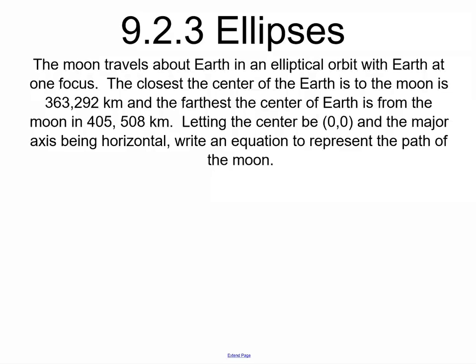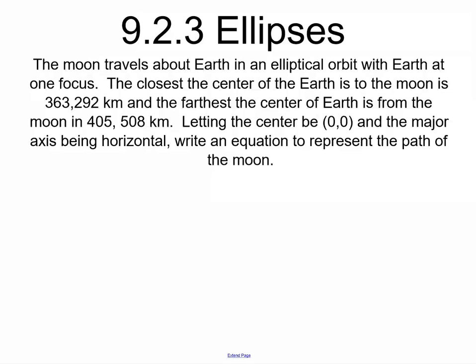Hey guys! Alright, so we just spent the last week looking at graphs of ellipses and writing equations of ellipses. And this last little bit of section 2 that we're going to look at is some applications of this stuff, specifically writing equations of ellipses and how we can utilize them.